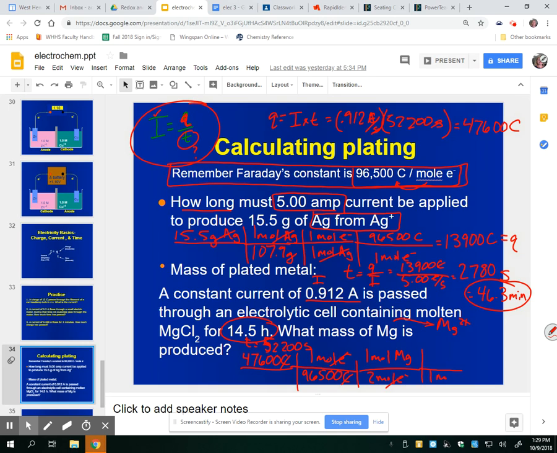I need to go to grams, so we'll just use molar mass. It's 24.31 grams of magnesium. So let's see. That's going to be 47,600 times 24.31 divided by 96,500 times 2. And I end up with 3 sig figs, so 6.00 grams of magnesium. And those are the types of problems that are associated with electrolytic cells and specifically electroplating.